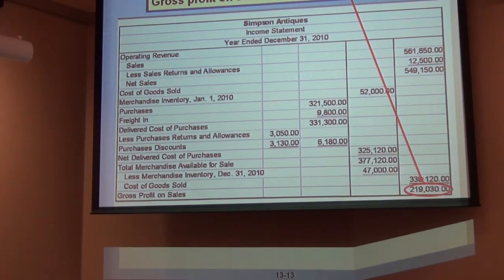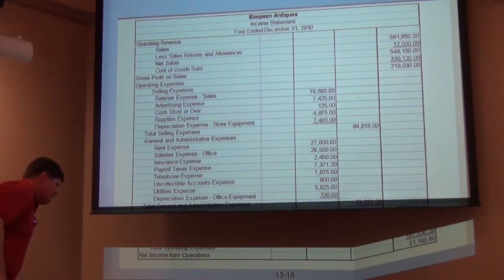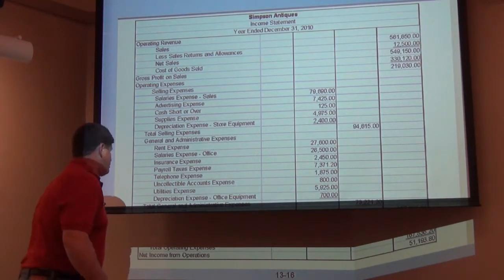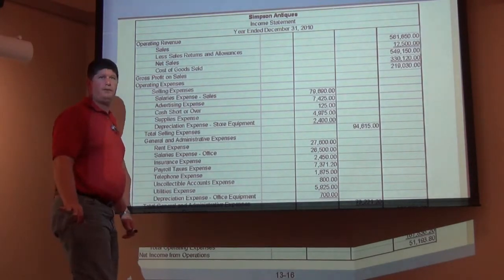So we've got a gross profit here of $219,000. And from that we move on to, now I don't like this slide, but because it's kind of confusing and I've got to get up on my chair. Nobody yelled jump.